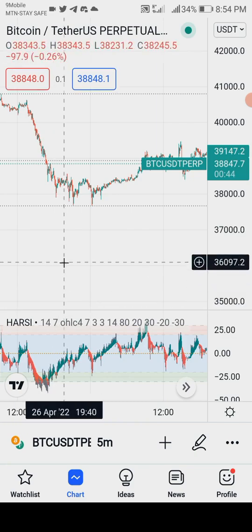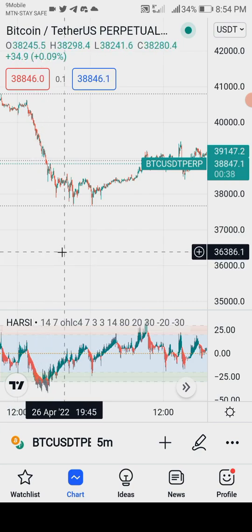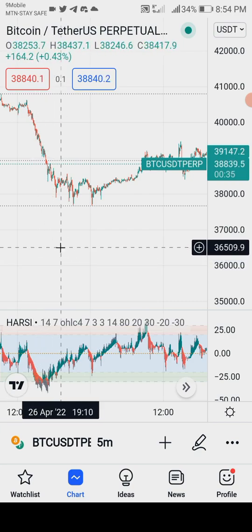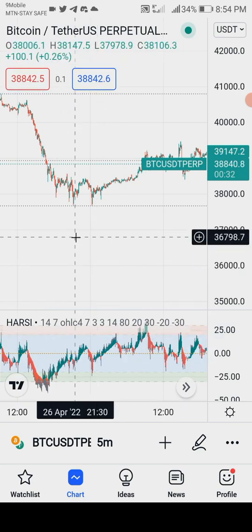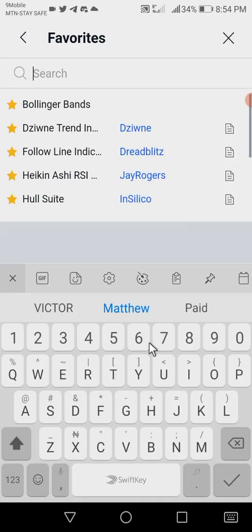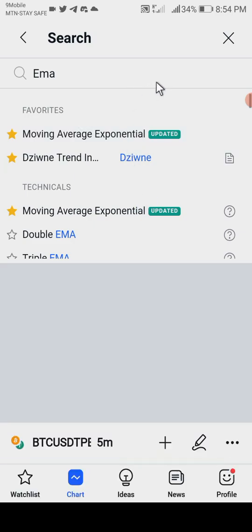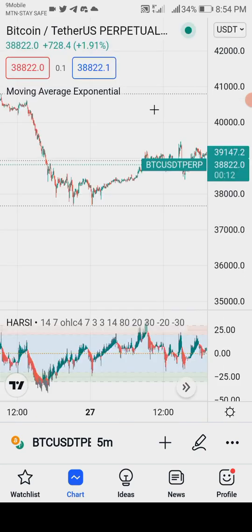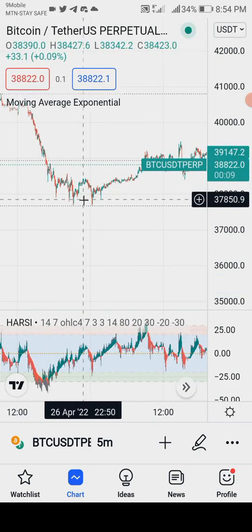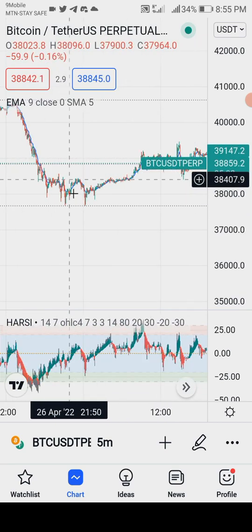So we add one extra indicator. That is the EMA, which means exponential moving average. So let's add that one also. We'll click on EMA. So this is it, moving average exponential. Click on it once. So it has been added. Go back. Okay, it's showing, but it's too tiny.